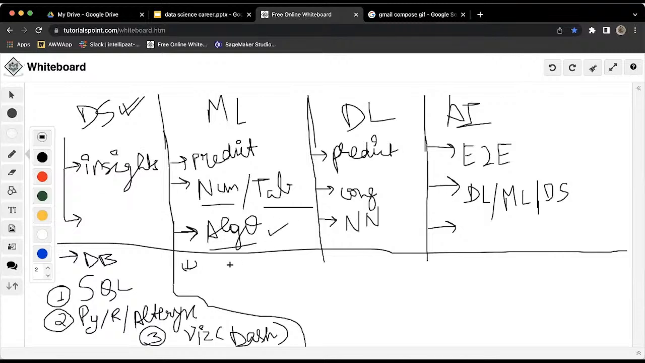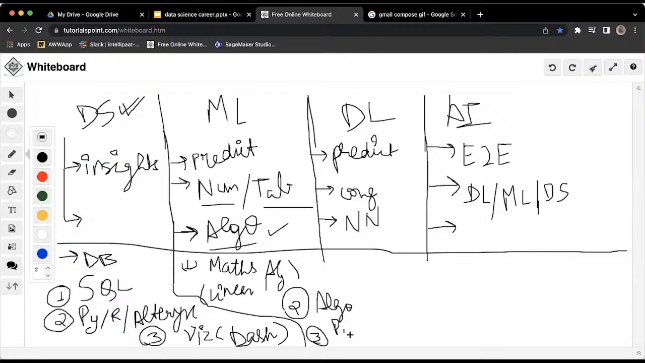In machine learning, you need to learn algorithms, right? You need to first of all learn mathematics, basic mathematics like linear algebra. I'll write it down. Linear algebra is the first thing that you need to learn, right? Not very expensive mathematics, but very basic mathematics of linear algebra. Second thing is you need to learn these machine learning algorithms, and definitely you need to learn a programming language. Without a programming language, you cannot do machine learning. So you need to learn R or Python, any one programming language, right? ML algorithms and maths.